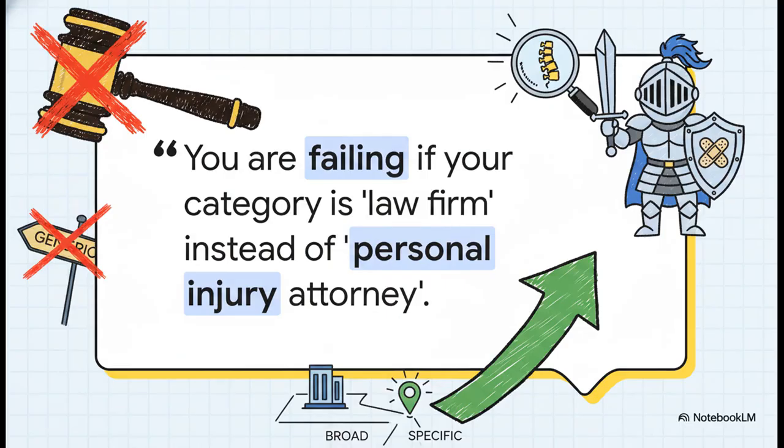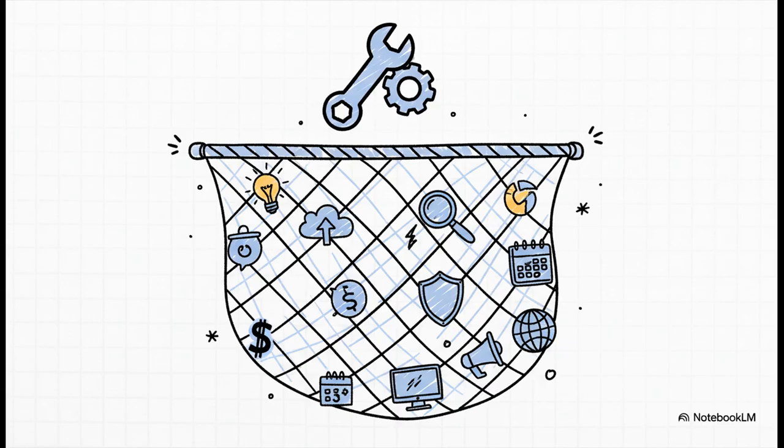Okay, let's talk about what is arguably the single most important ranking factor on your profile, your primary category. I love this quote from Darren Shaw. He says, "You absolutely are failing if you set your primary category to law firm instead of personal injury attorney." The message couldn't be clearer. If you're a personal injury attorney, your category must be personal injury attorney, not the generic law firm. So be as specific as humanly possible. This one is non-negotiable.